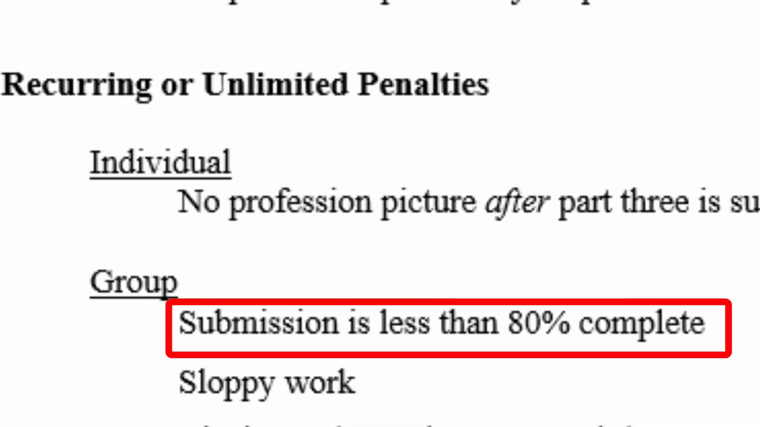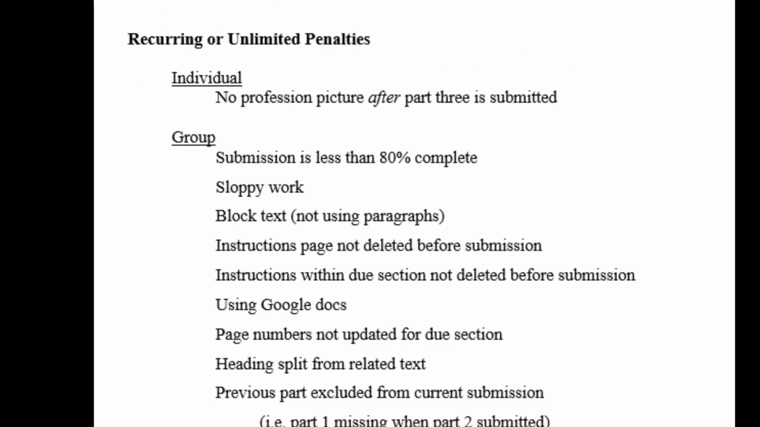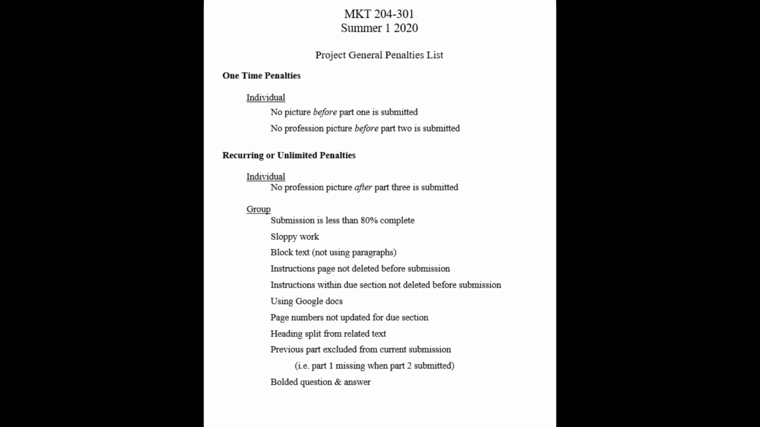Every time a submission is less than 80% complete, there will be a penalty for every member of the group. With 4 submissions, this can add up very quickly. The fourth common mistake is not removing the instruction page before submitting your work. Every submission, from the first to the last, that has the instruction page will incur a penalty to the final project grade. Rather than viewing this file as daunting, I encourage you to use it like a check sheet to make sure your project doesn't have any of these mistakes, as they are all easily corrected.